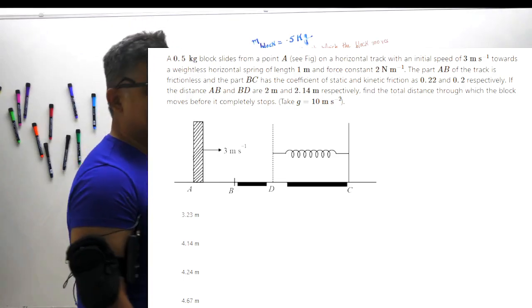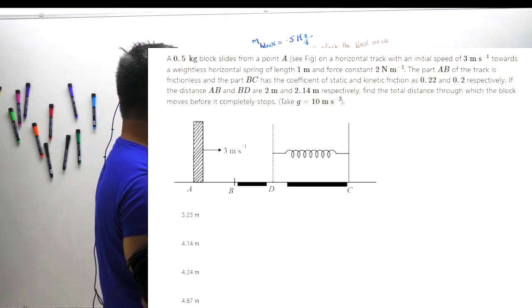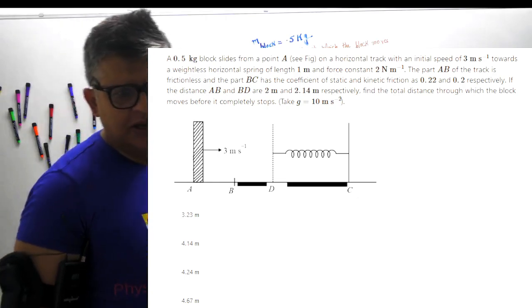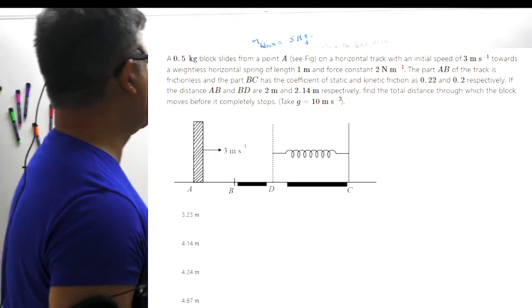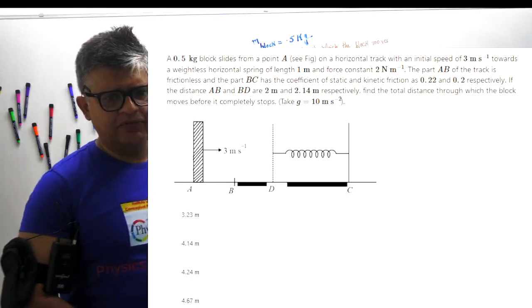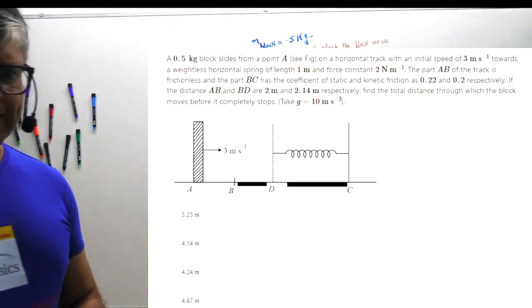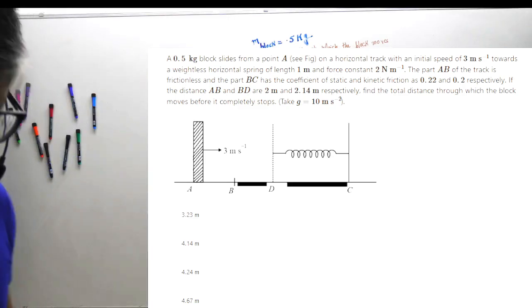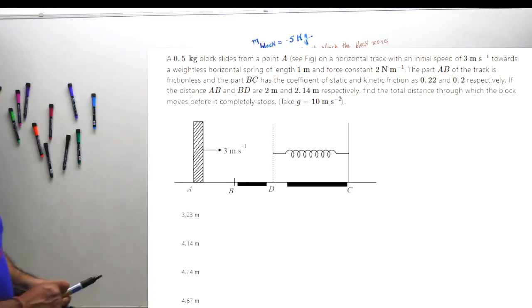The frictional constant from B to C. There are two coefficients of friction given to you. I think they're given to be 0.22 as the static friction, and the kinetic friction is 0.2. The question is, and you can see some dark surfaces where the friction exists. So let's see what those surfaces are.